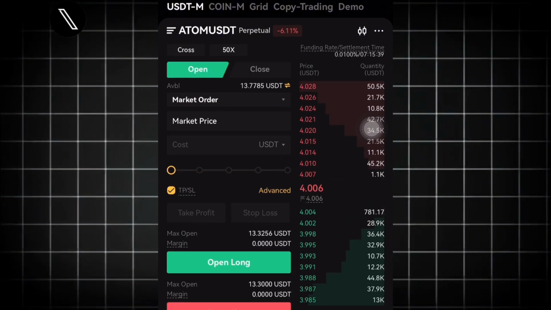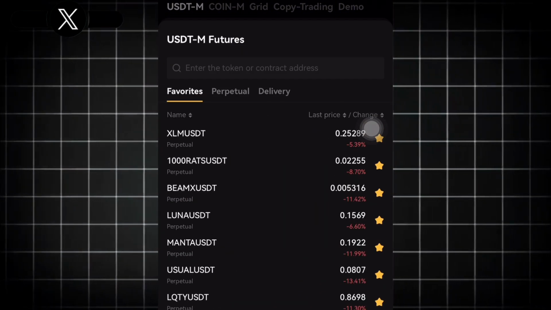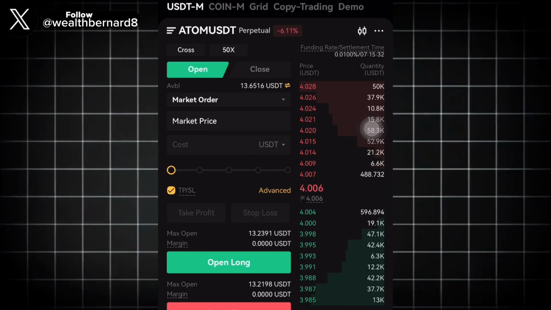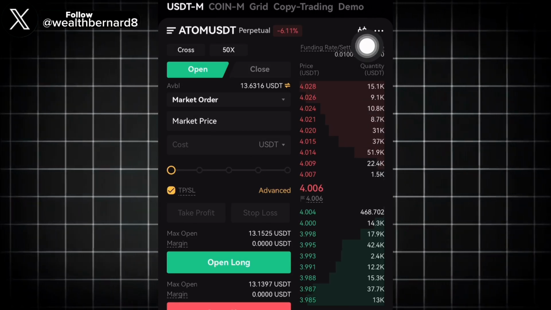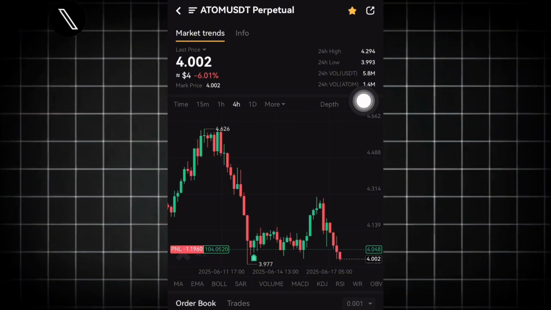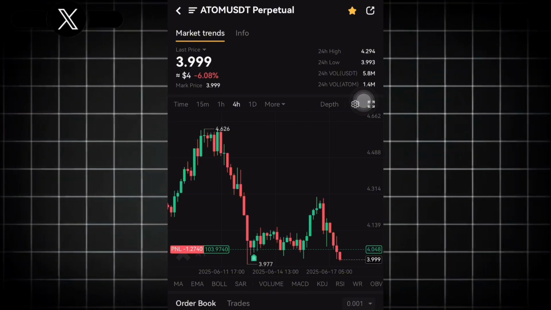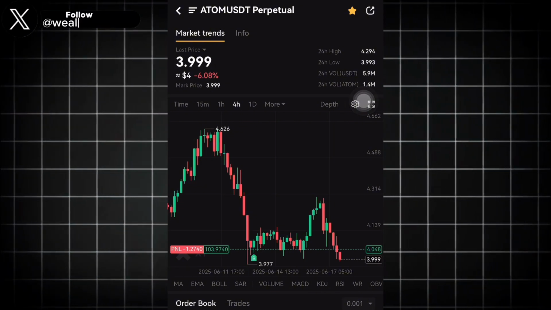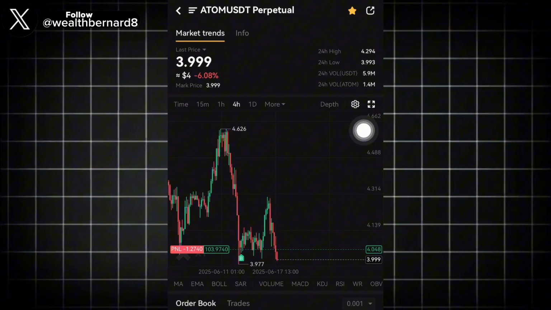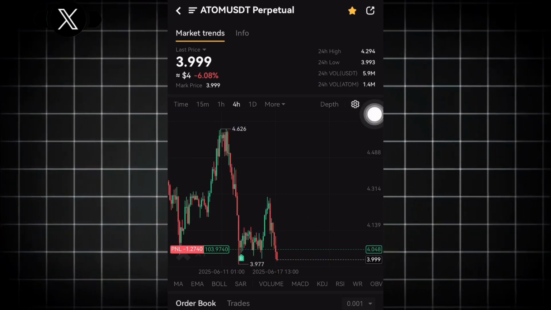So right now I'm going to search for Atom, and I'm holding this trade. That's why I also want to show it to you all, right? Atom, and then I'm going to go to the chart. I'll click on the chart, and it brings me to this interface. Now the next thing I want to do, for me to have a clearer view of what I'm doing, is make it landscape by clicking on this box right here at the top.